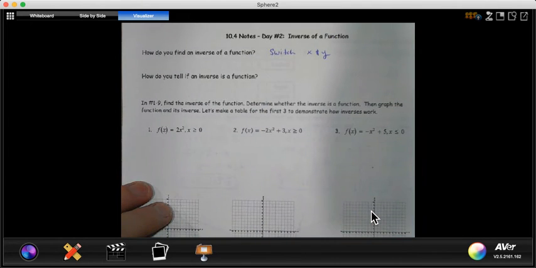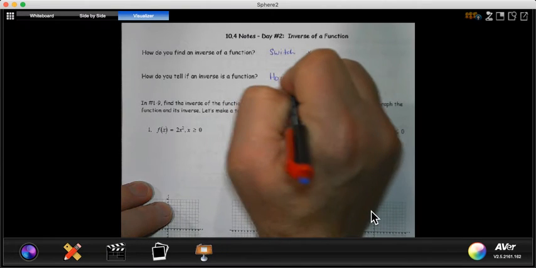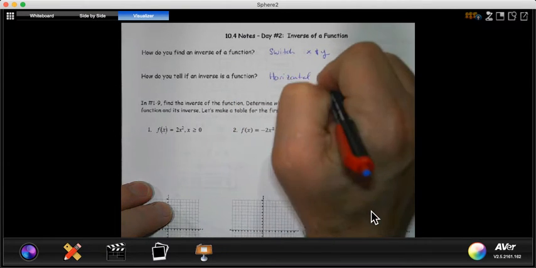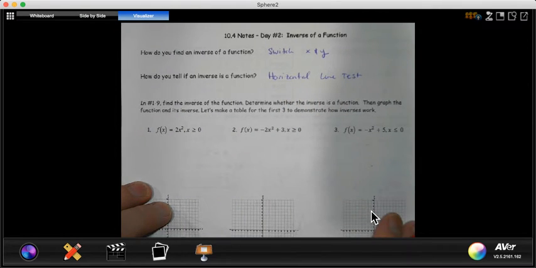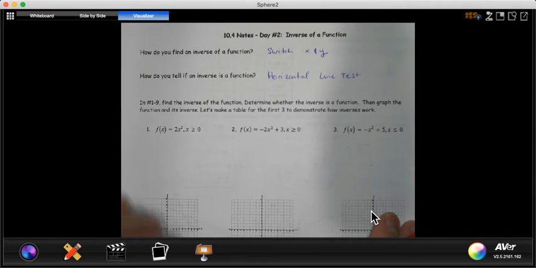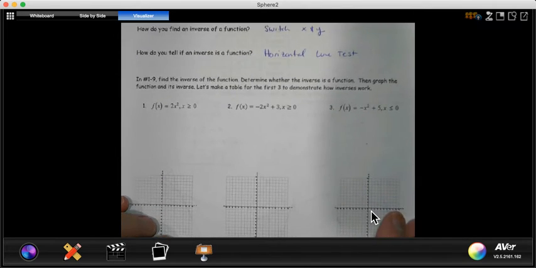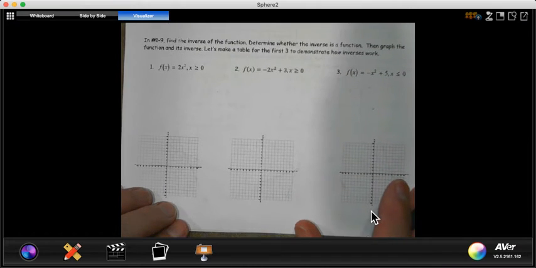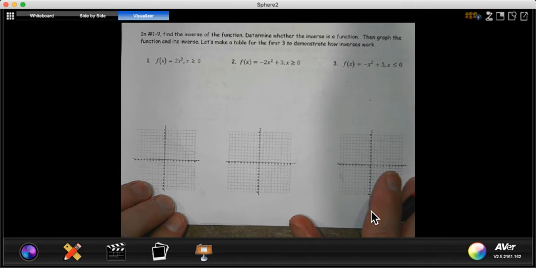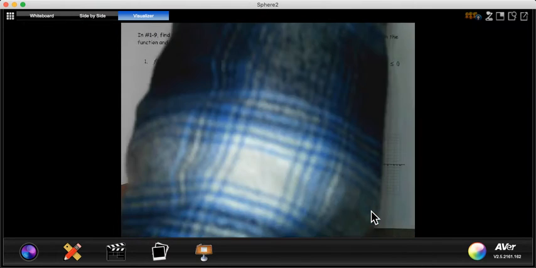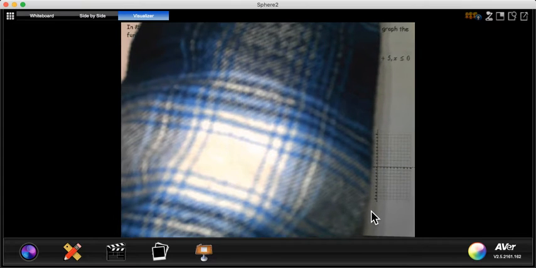How do you tell if an inverse is a function? We're going to use the horizontal line test. But I need to show you that it's not actually in our notes, so I need to kind of demonstrate that at the back. Okay, so it looks like we got 9 problems to do, and we'll step you through it. So first off, how do you find it? Let me zoom in just one little spot maybe. There you go.